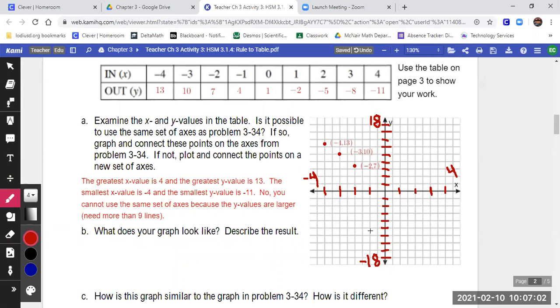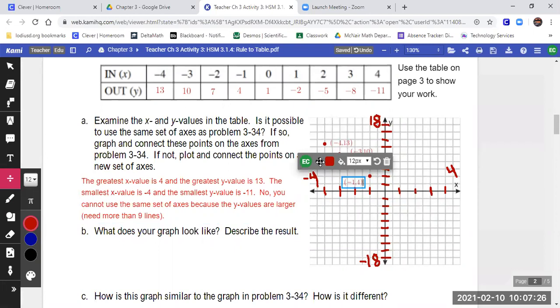-1, 4. Are we on a line or between a line? On a line. So 2, 4. Boom. Parentheses. -1, 4. Okay. And we would keep going.